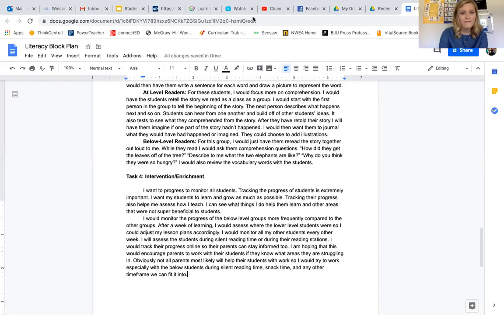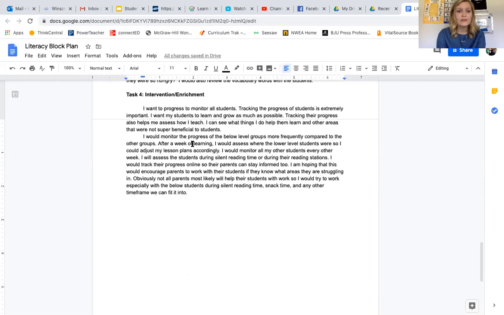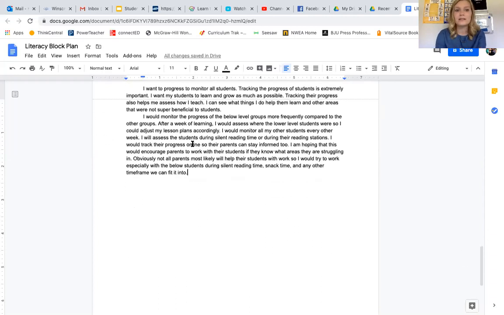So that brings us to our fourth task, intervention and enrichment. I believe that it is very important to progress monitor all the students. Tracking them is extremely important. I want my students to learn and grow as much as possible. Also, tracking their progress helps me assess how I am teaching, so I might need to be flexible. If some things are really not helping students, I need to adjust quickly so students are able to learn.